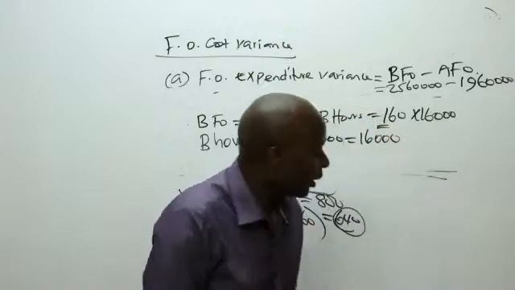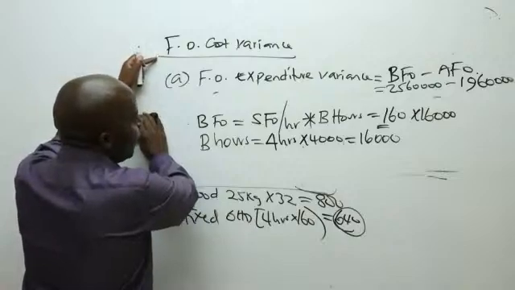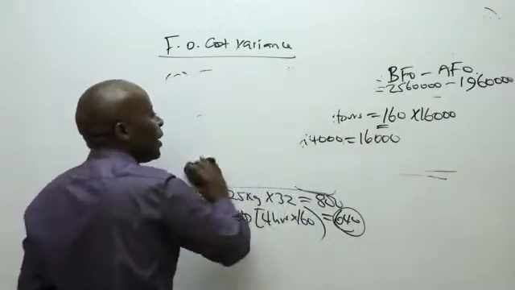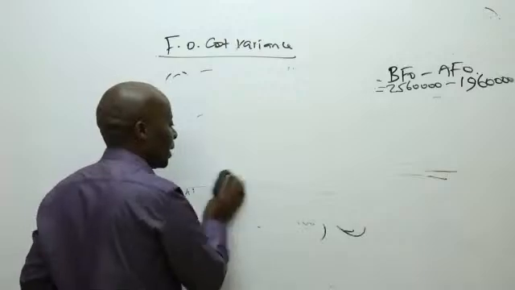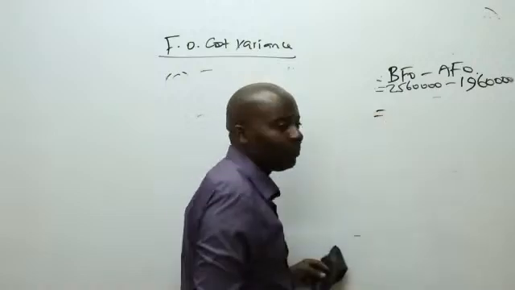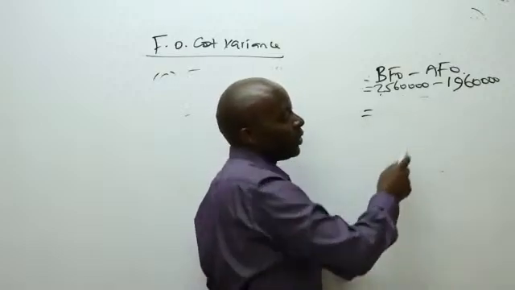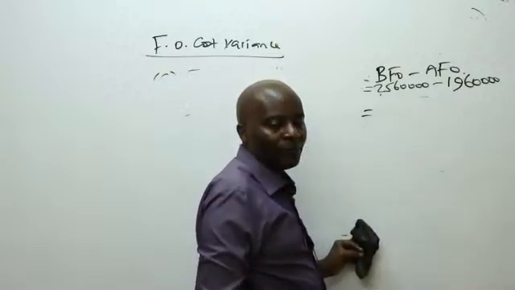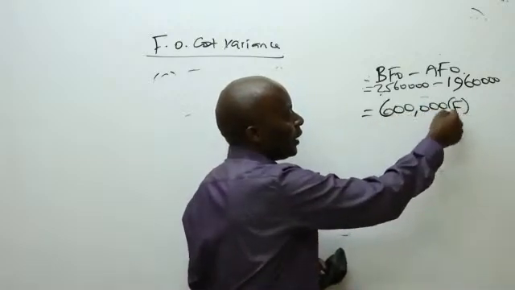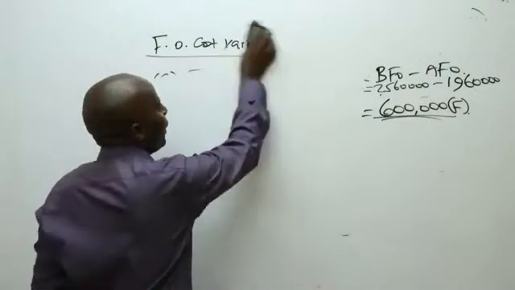Thank you very much. Now that takes us straight to the next type of fixed overhead cost variance, called the fixed overhead volume variance. Unfortunately, you never gave me the answer for the previous one. Can you give me the answer? This minus 1,960,000 gives 600,000 F. 600,000 favorable.